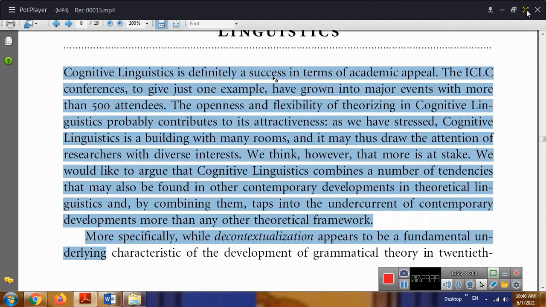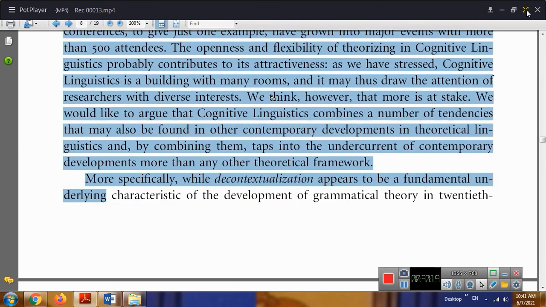Cognitive linguistics is definitely a success in terms of academic appeal. The ICLC conferences, to give just one example, have grown into major events with more than 500 attendees. The openness and flexibility of theorizing in cognitive linguistics probably contributes to its attractiveness. As we have stressed, cognitive linguistics is a building with many rooms, and it may thus draw the attention of researchers with diverse interests.